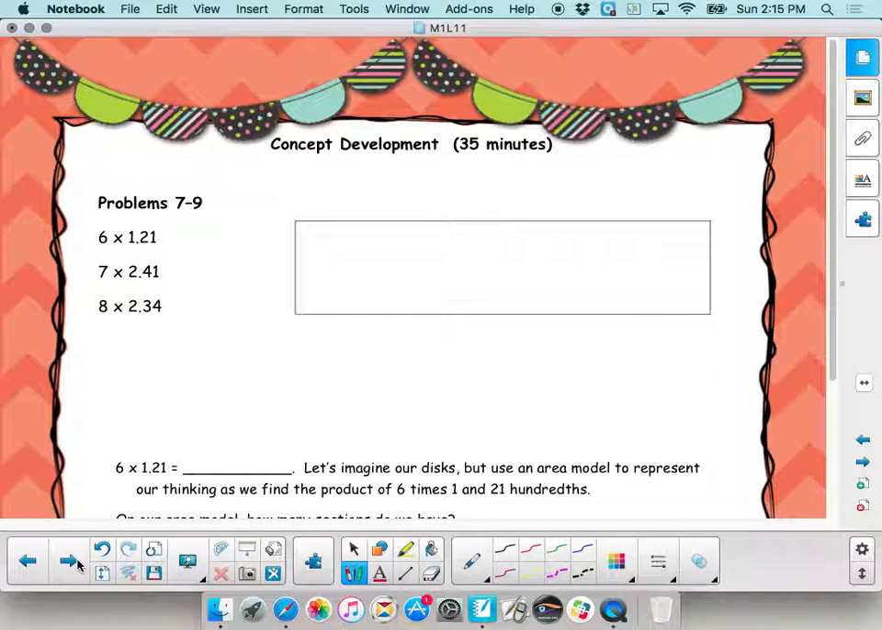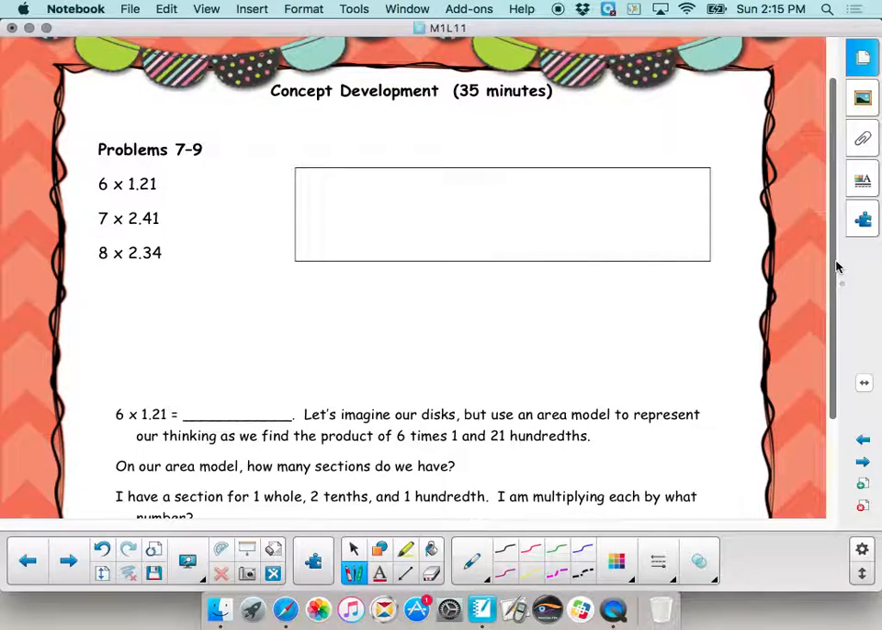Okay, now let's take the place value chart out of the strategy and let's just use the area model. Okay, so for this area model, let's do the first one. The problem is 6 times 1, 2 tenths, and 1 hundredth. So get that on your area model.